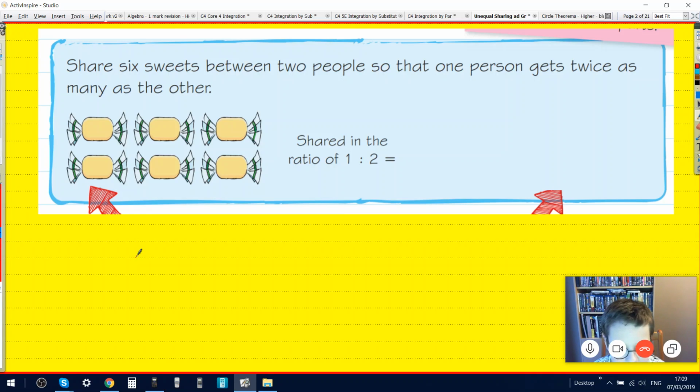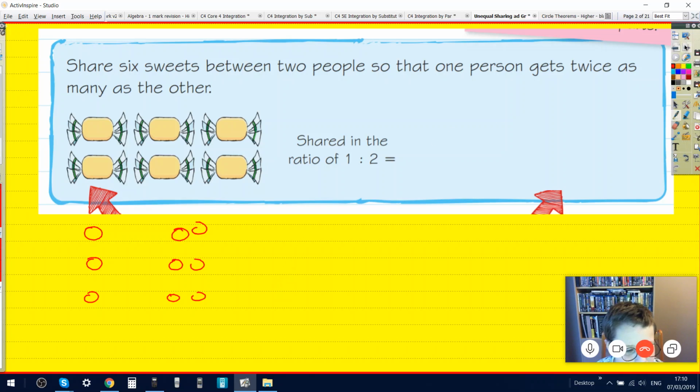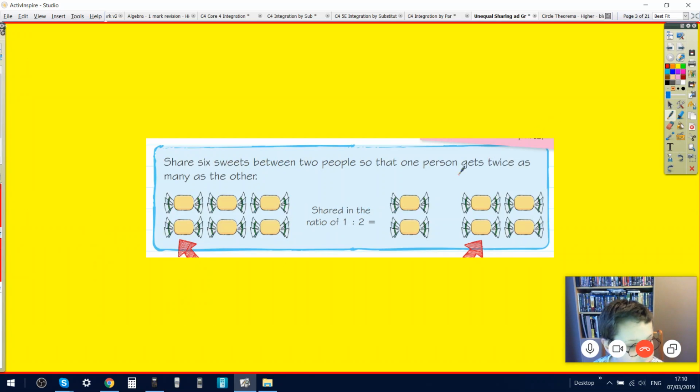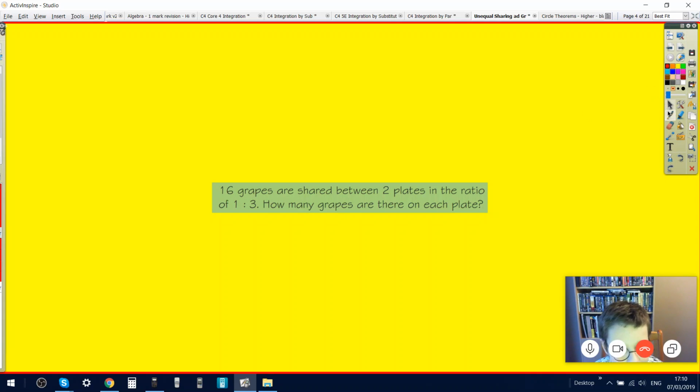No, I don't. So it means that for every 1 sweet the first person gets, the second person gets 2 sweets. Okay. So they would get 1, they would get 2. And so that's how you kind of go about it. Shared in the ratio. Okay, so how would you write that? Oh, so you just have it as a picture, same thing.